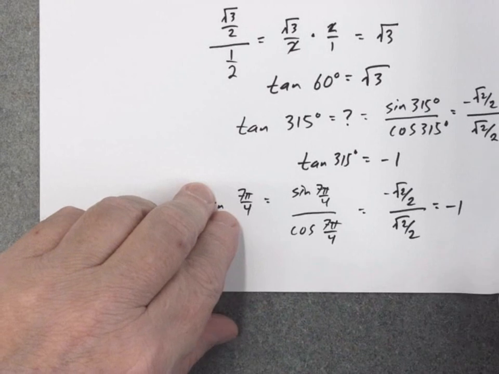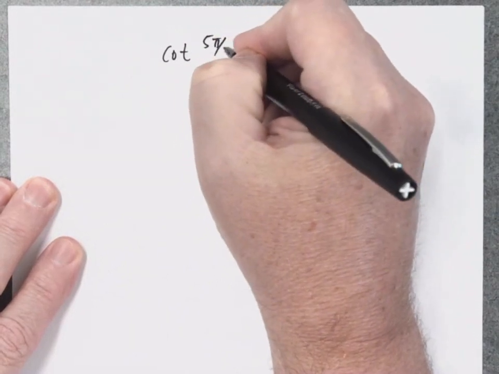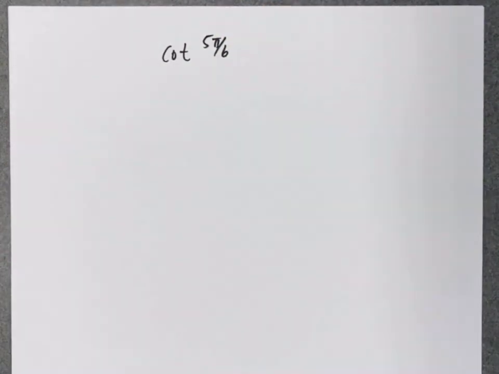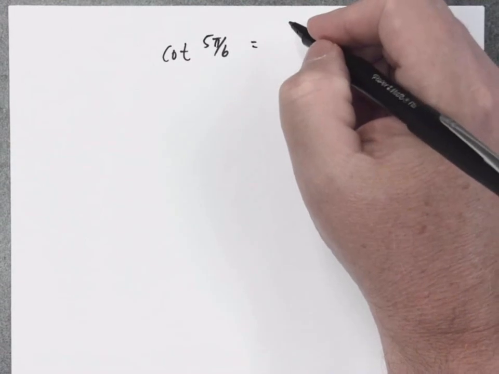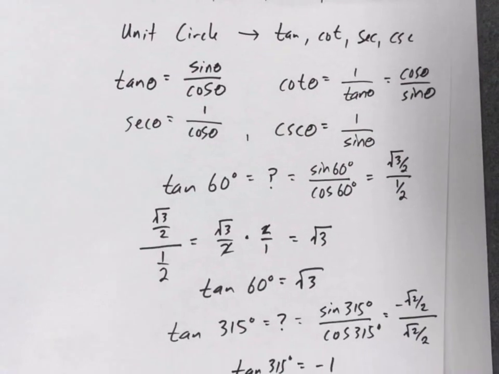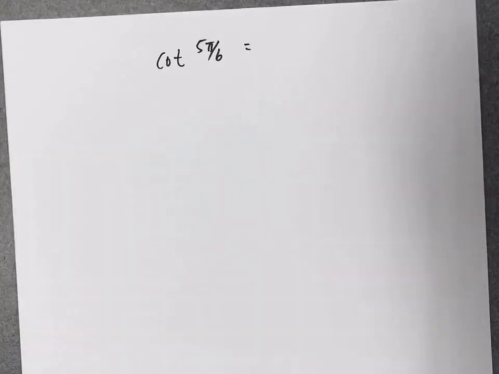Let's do a few problems in radians. How about cotangent of 5 pi over 6? Now actually there are a couple of ways to do this. You could find the tangent and put it in the bottom, although actually using the unit circle, I think it's probably easiest to just do this. Cotangent's cosine over sine.